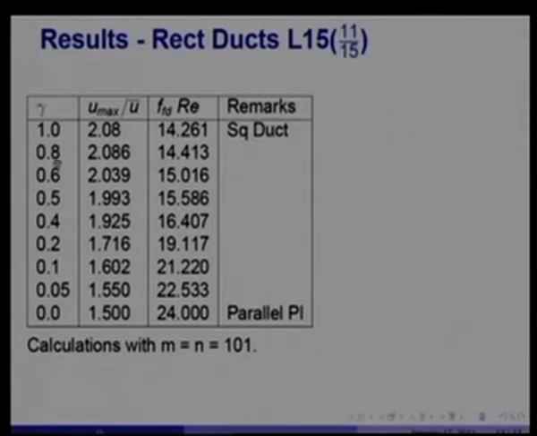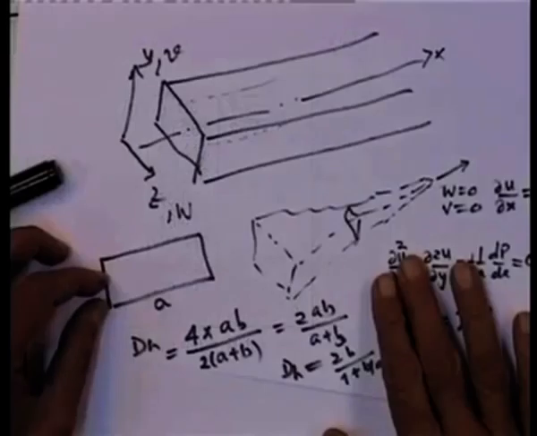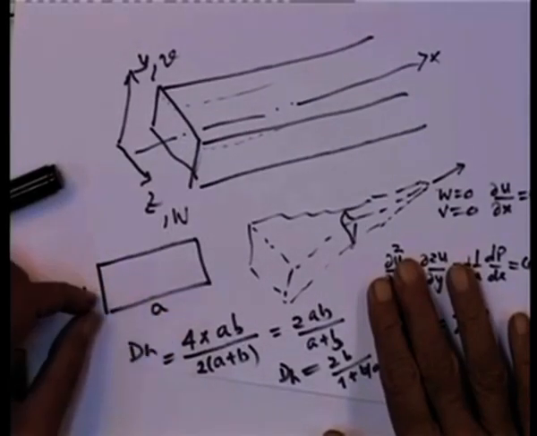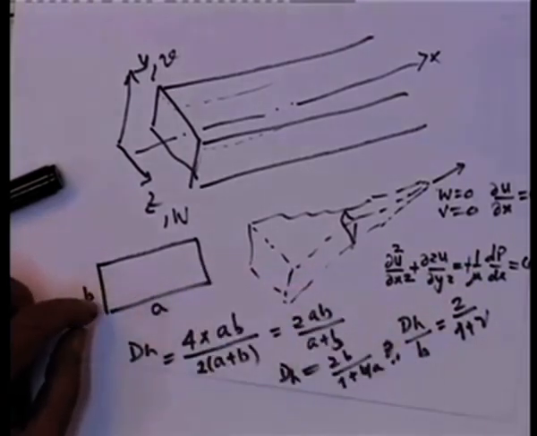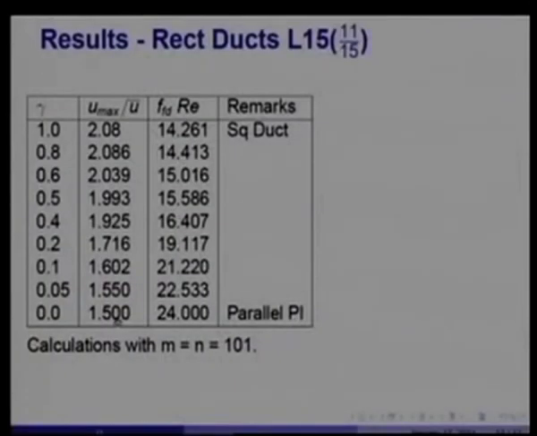As you go on reducing aspect ratio, you see that the U max to U bar ratio in general goes on falling, and the friction factor into Reynolds number goes on increasing. When we come to 0, that is when the shorter side is much smaller than A, then you approach more or less the flow between parallel plates, and you can see U max over U bar, as you recall, would be 1.5 and f Re is 24, which are very well known results.